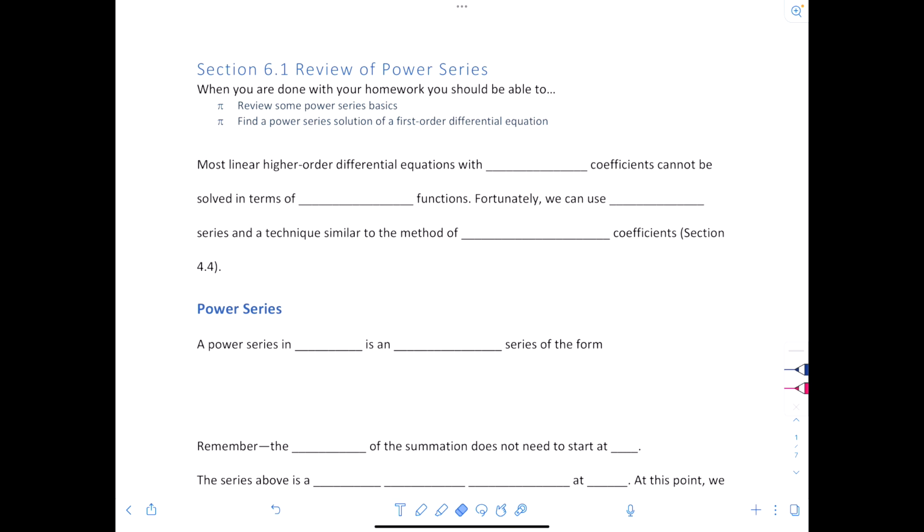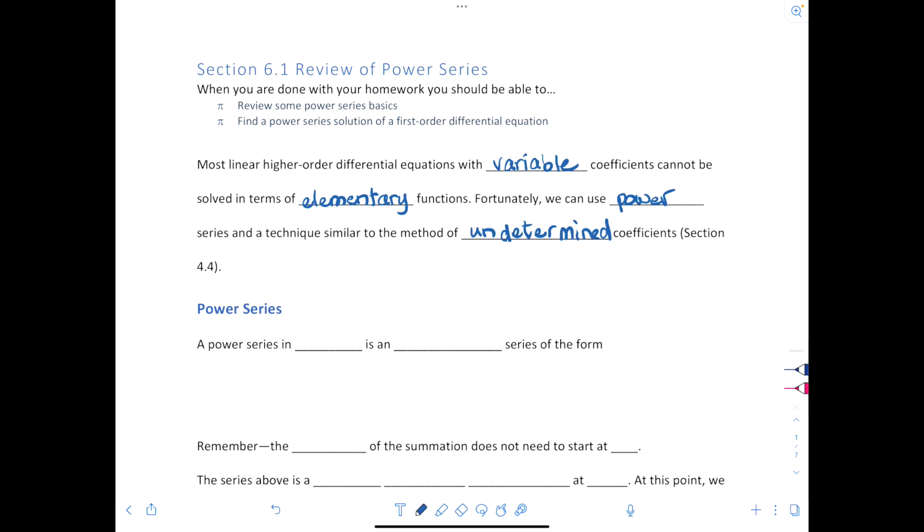So most linear higher order differential equations with variable coefficients can't be solved in terms of elementary functions. In other words, things that we can integrate even with tricks. So fortunately, we can use power series and a technique similar to the method of undetermined coefficients, which we covered in section 4.4 of this text.